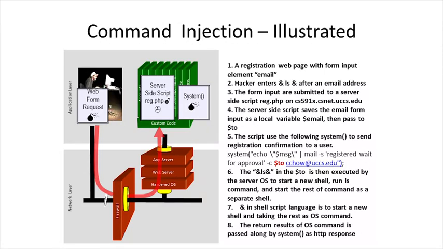The $( in the shell script language starts a new shell and takes the rest of the string before the next operator, the closing parenthesis or bar, as an operating system command. The return result of the operating system is also passed back by the system as output, and therefore it will show up in our HTTP response.